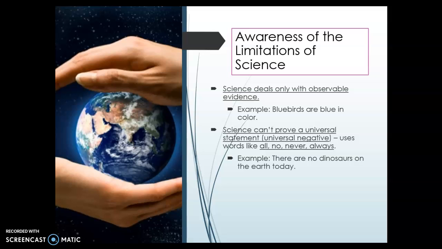For example, scientists can't say there are no dinosaurs on the earth today. Just because they've never seen a dinosaur doesn't mean they've explored every inch of the entire globe, from the depths of the sea to the heights of the mountains. Just because they've never seen it doesn't mean they don't exist, so they can't prove universal negatives.